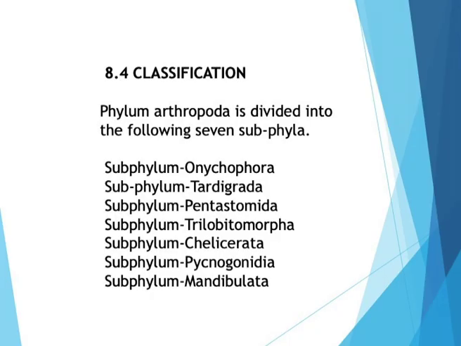Some like aphids reproduce by parthenogenesis. Some arthropods exhibit parental care. The eggs are carried on until they are hatched. Now the classification. Phylum Arthropoda is divided into the following 7 subphyla: Onychophora, Tardigrada, Pentastomida, Trilobitomorpha, Chelicerata, Pycnogonida and Mandibulata.